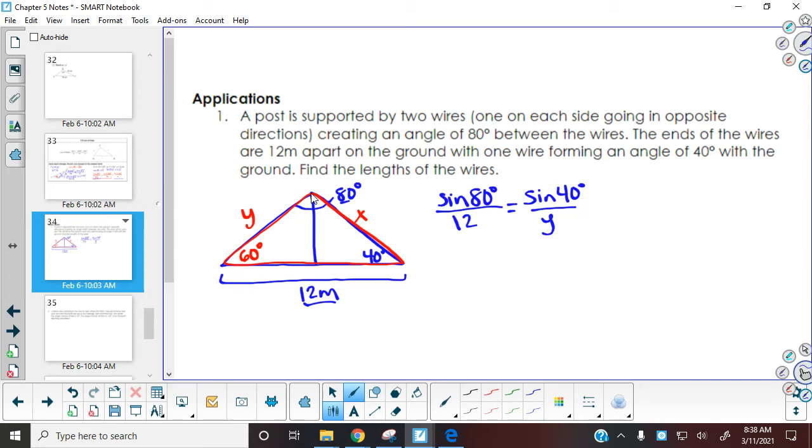And then when I do the same thing, I have sine of 80 over 12 equals, and then instead of sine of 40, I have sine of 60, and then over x. So take a second, figure out those two values. It doesn't matter if you label one x and y or the other vice versa, but figure out what those two lengths are going to be, and I'm going to give you some feedback again within your ed puzzle.